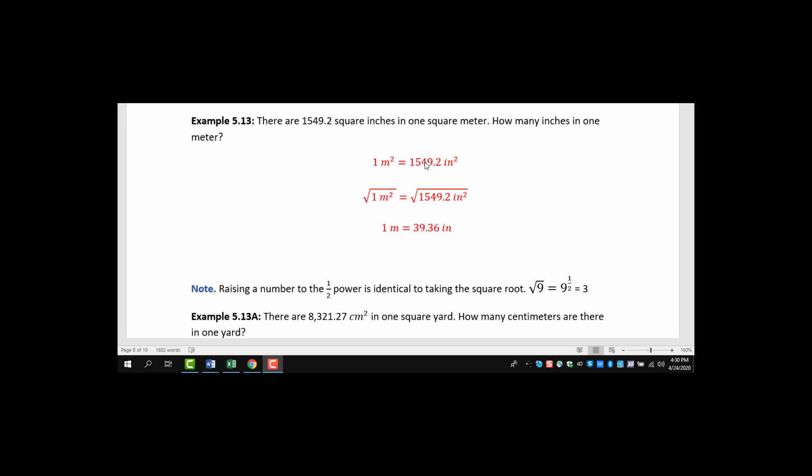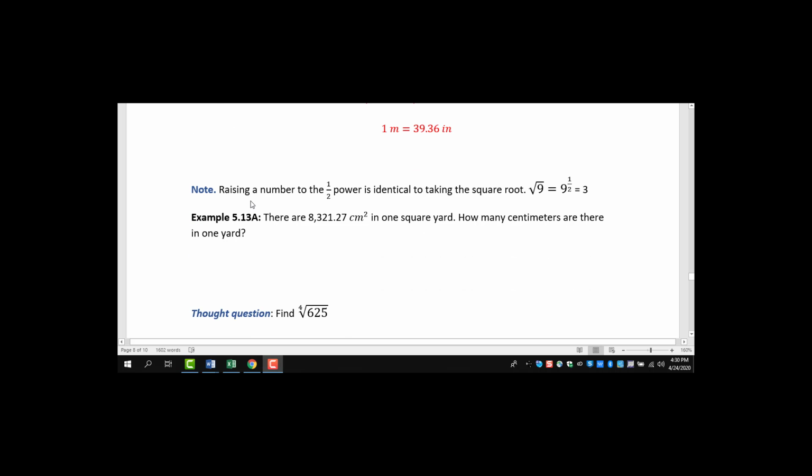So here I'm going in reverse. I'm going from the squared unit down to the metered unit, using the idea that the square root is the inverse of the square. This is the same as raising something to a power. The square root sign is identical to raising to the power of 1/2. So if you put this in your calculator, you're going to get 3.